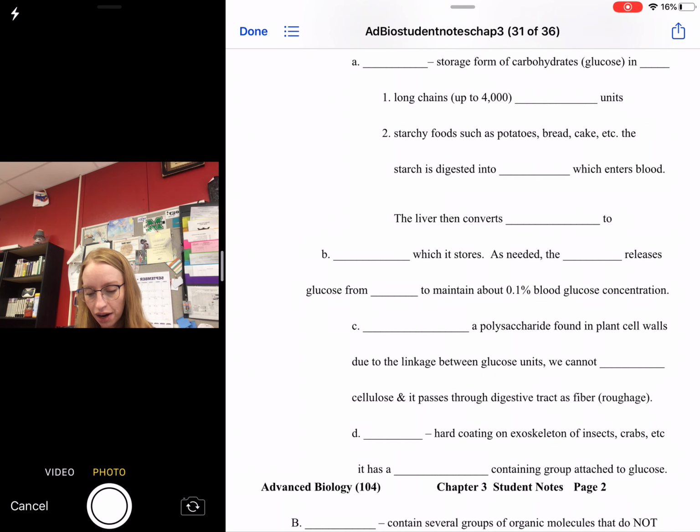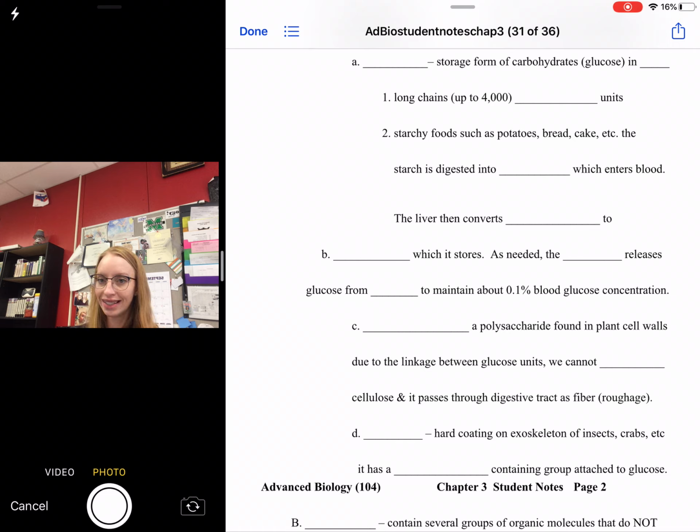Cellulose is a polysaccharide found in plant cell walls, which makes it different than fungus. Fungus has chitin in its cell wall. Plants have cellulose. And that's because of the linkage between the glucose units. We can't digest cellulose, and so it passes through the digestive tract as fiber or roughage. You need to eat fiber to keep everything functioning properly and working smoothly.